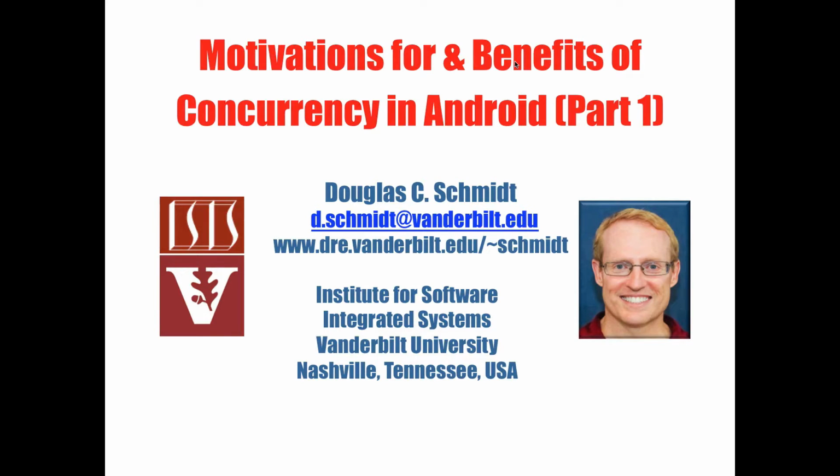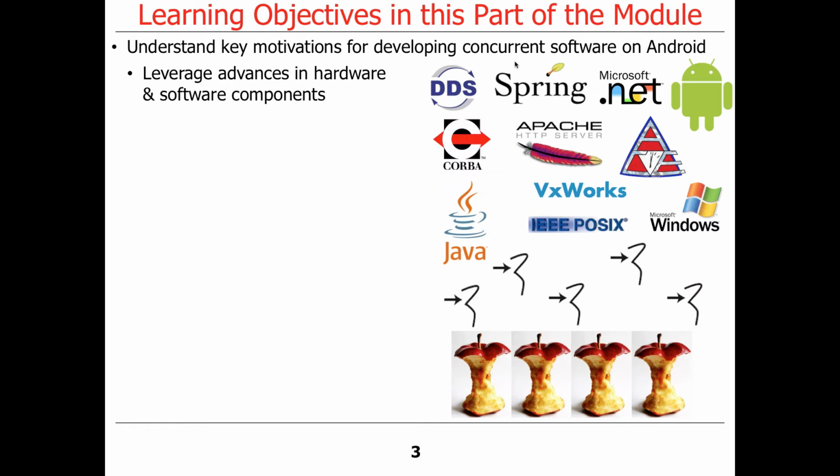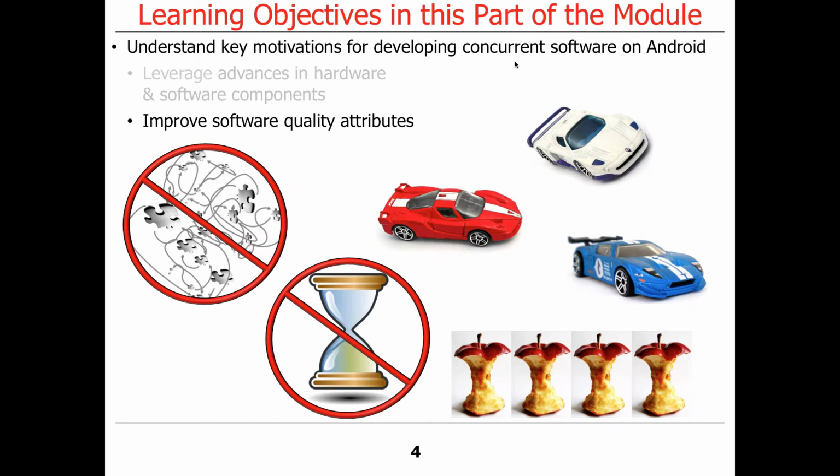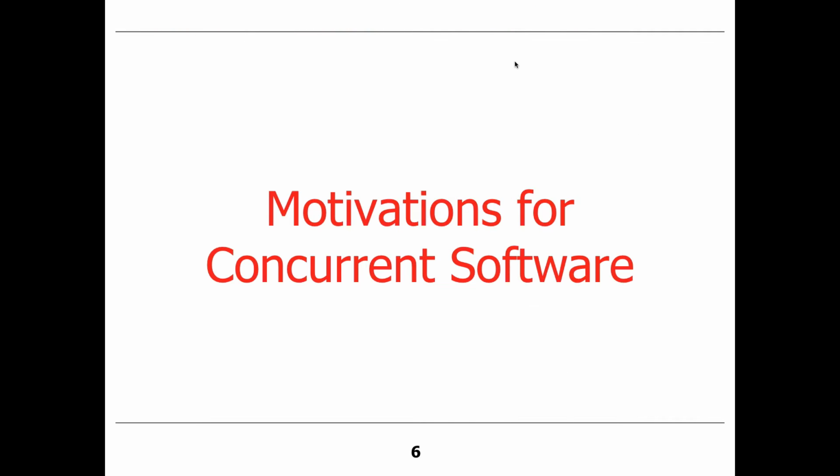So the first lesson we're going to cover will focus on motivations for and benefits of concurrency in general, with a focus on Android, since that's the main emphasis in the course. And by the time you finish this part of the lesson, you'll understand the motivations for developing concurrent software on Android. And these motivations include leveraging advances in hardware and software components, improving software quality attributes, and supporting many popular services, apps, and capabilities. And we'll talk about all those things as we go through these parts.